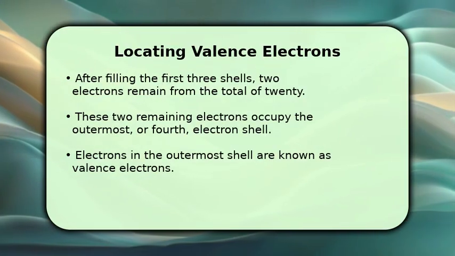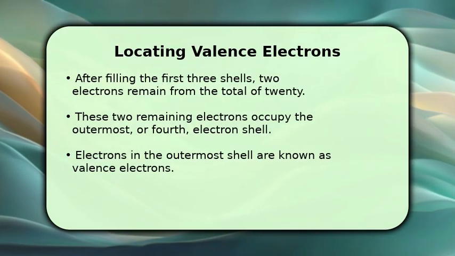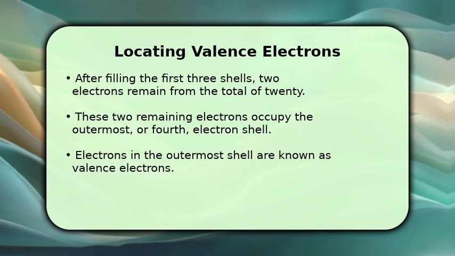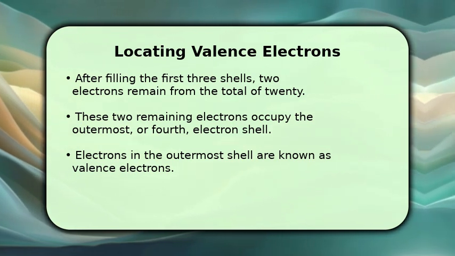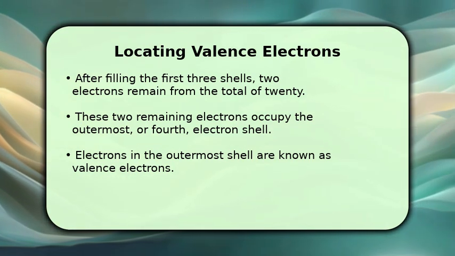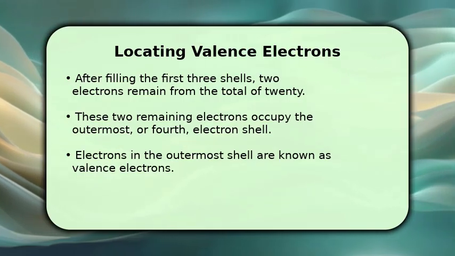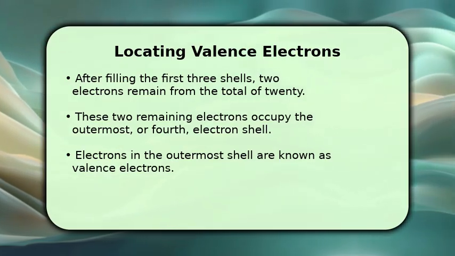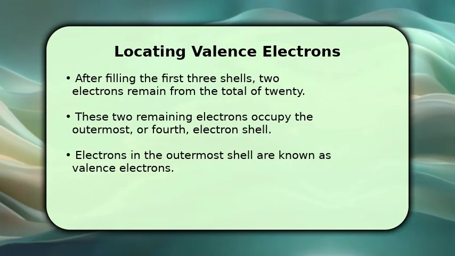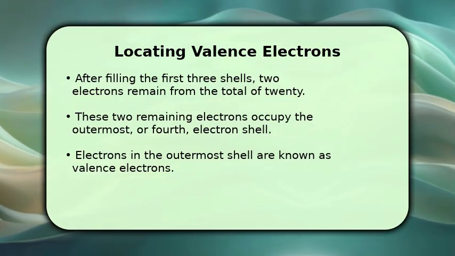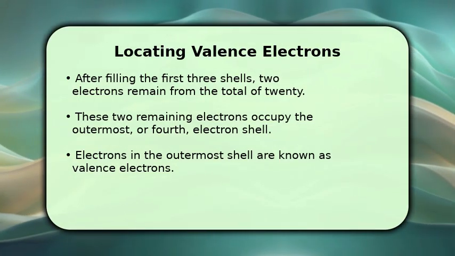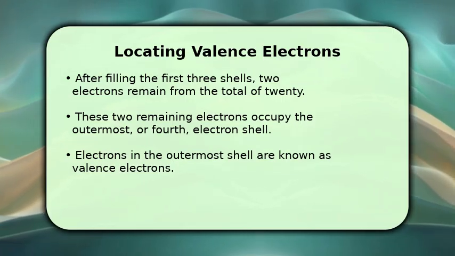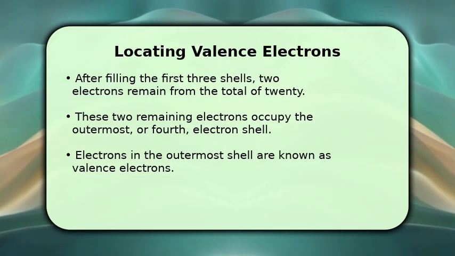Now, with the first 3 shells accounted for, we have used 2 plus 8 plus 8, totaling 18 electrons. This leaves us with 2 electrons from the original 20. These final 2 electrons reside in the outermost shell, which is the 4th shell for calcium. These particular electrons are critically important. They are called valence electrons, and they dictate how an atom will interact with other atoms.